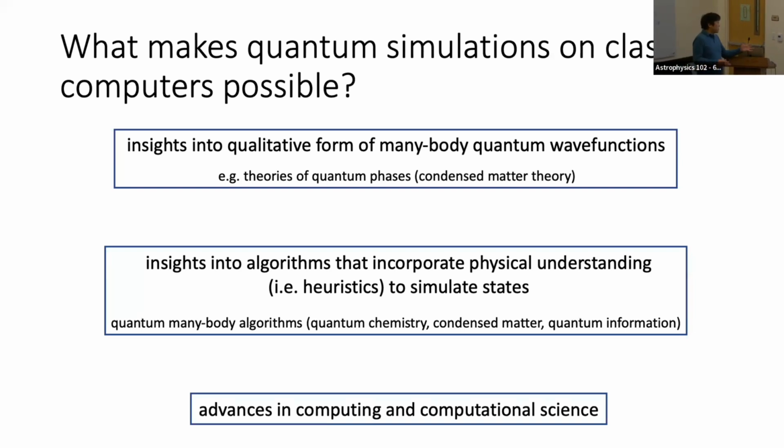And finally, the last thing, of course, is something that we have that Dirac did not have: computers.